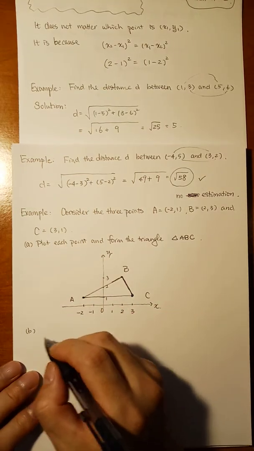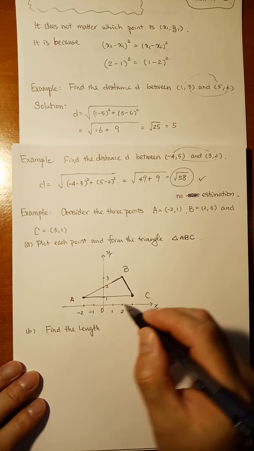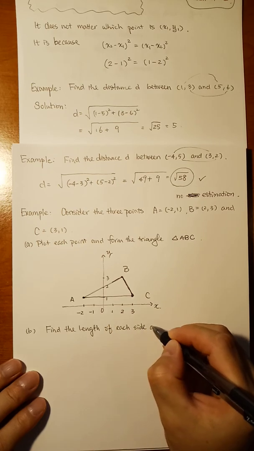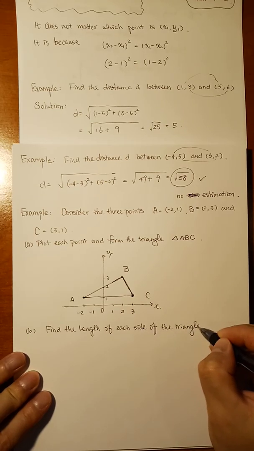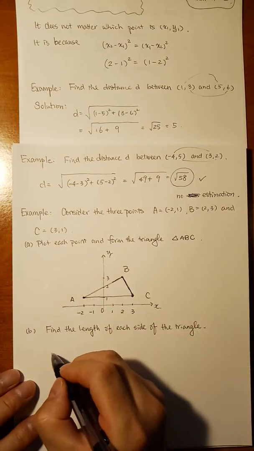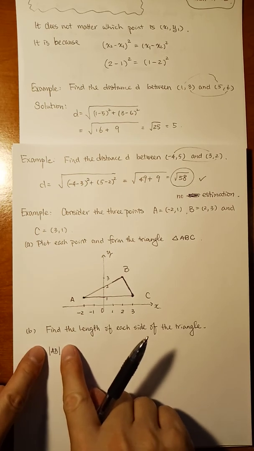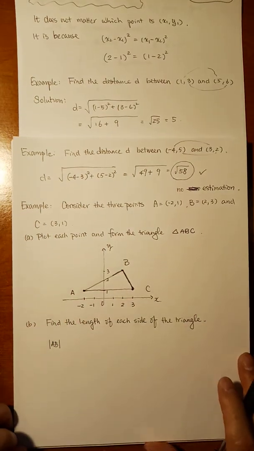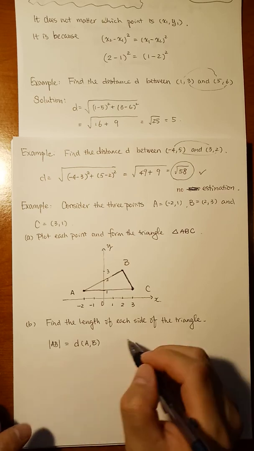Problem B, find the length of each side of the triangle. Okay, so we're going to compute AB, AC, and BC. So in geometry, I don't know how you label them, but usually you put AB, and it means the distance between A and B. Or you can write the distance between point A and B. The same thing, you can write either of them.